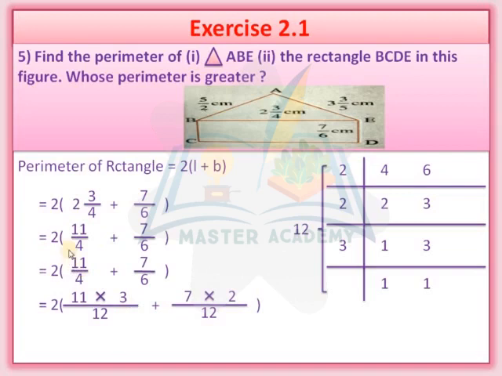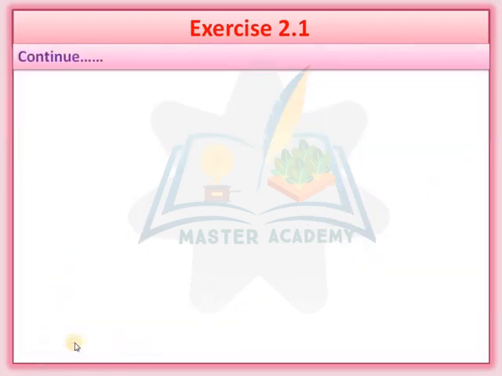By mistake I have written this step 2 times. There is no need, beta, please erase it. Okay, now 33 upon 12 plus 14 upon 12. Okay, now you can see, continue. 33 plus 14 upon 12 is equal to 47 upon 12. Now 2 times 6 is 12, so the 2 will be cut. Okay, so you can see 2 times 6 is 12. The answer is 47 upon 6.